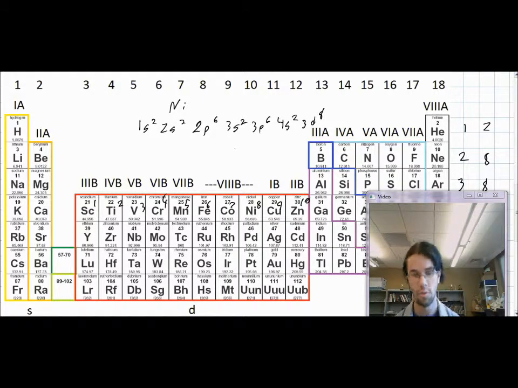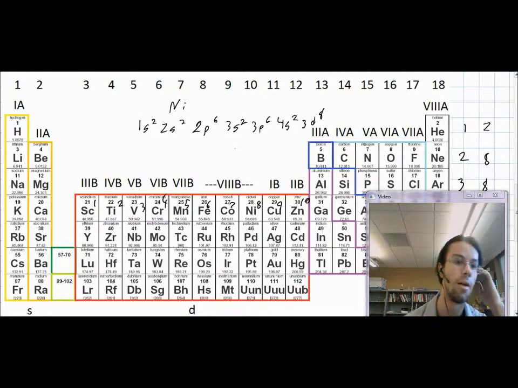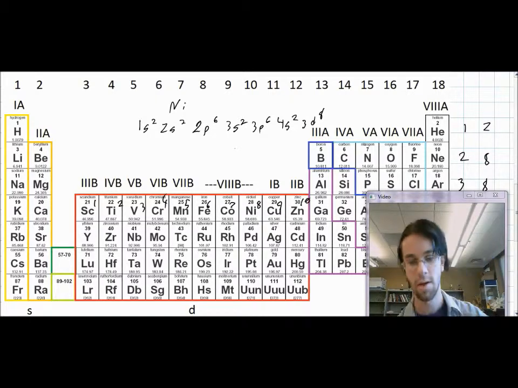And so the 3 is the next prefix. Since 1 gets the s, 2 gets the p, 3 will then get the d, even though it's not in the 3rd period of the periodic table. So you just have to remember it in that fashion, and I am currently rolling my chair over my cord. Alright.